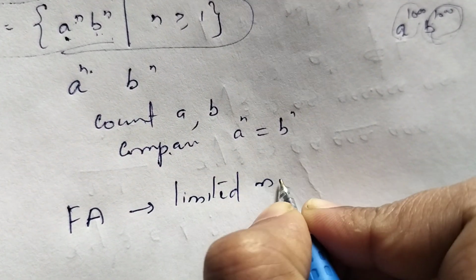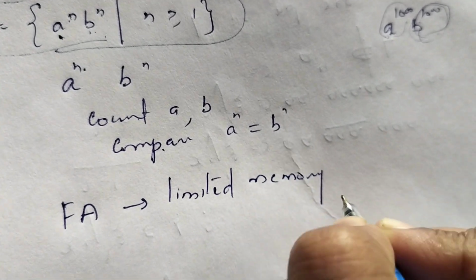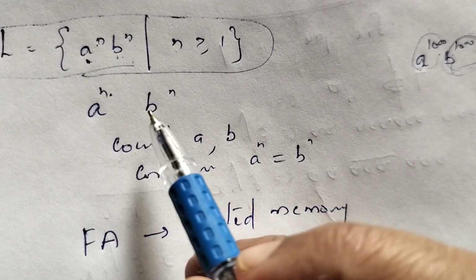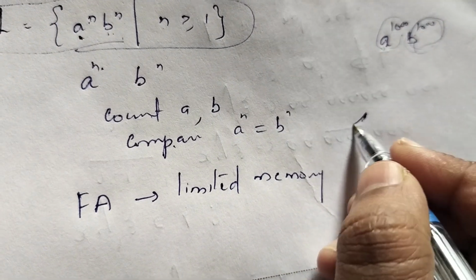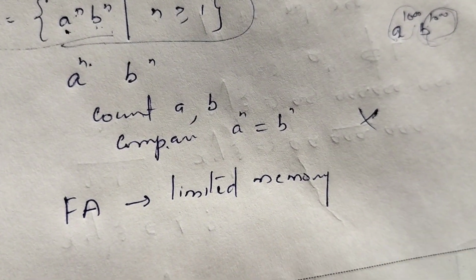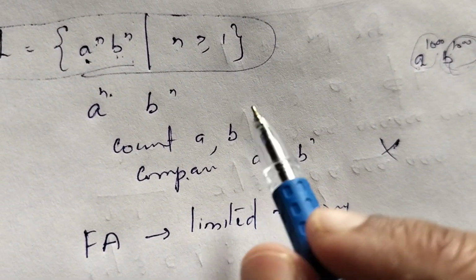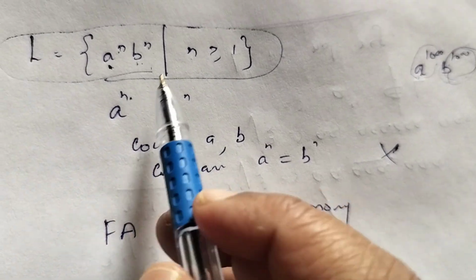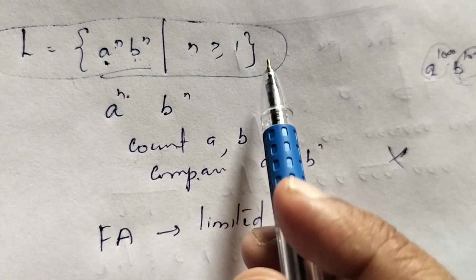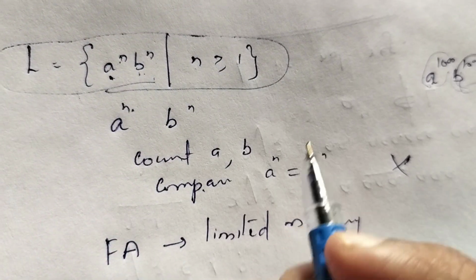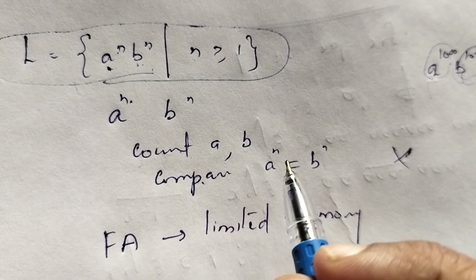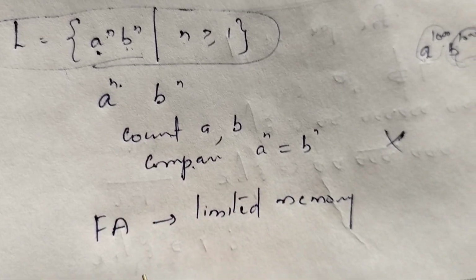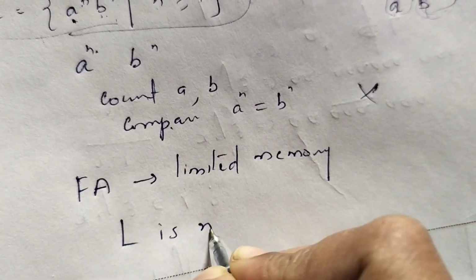Limited memory. Finite memory. So counting, storing, and comparing are not possible for finite automata. It needs more memory. Since the memory is less for finite automata, we can't represent it by using a regular expression, or we can't draw a finite automata for this particular language. So definitely this language is not regular.